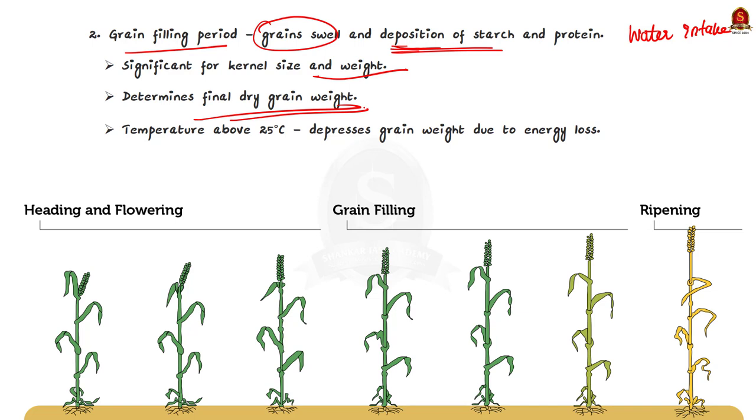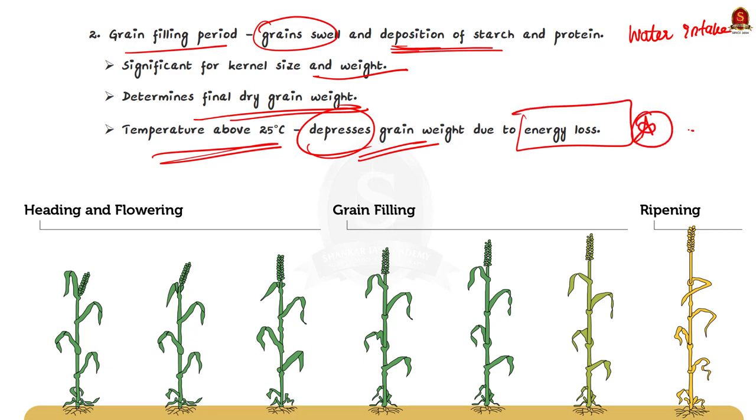But temperatures above 25 degrees Celsius during this period tend to depress the grain weight, because when temperatures are high, too much energy is lost, and the reduced residual energy results in poorer grain formation and lower yields.